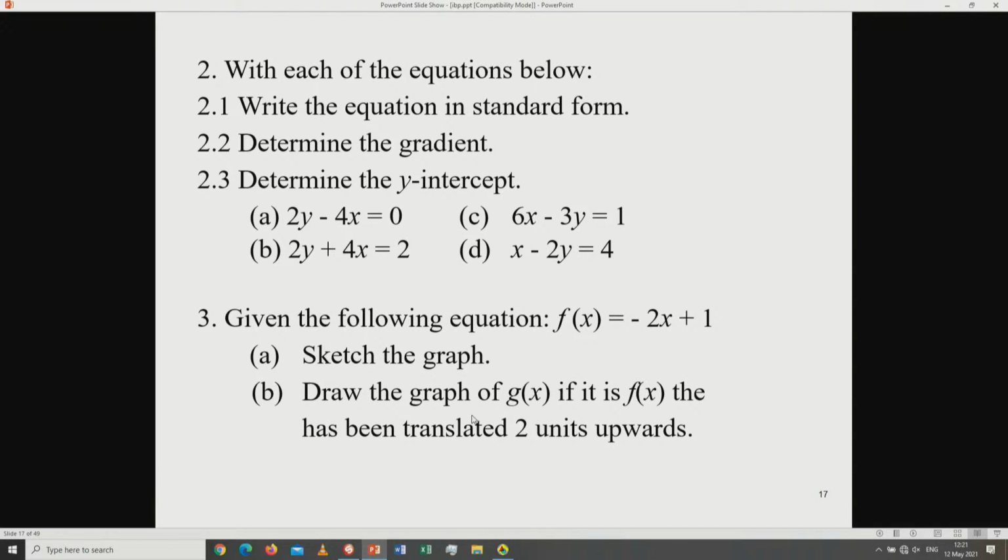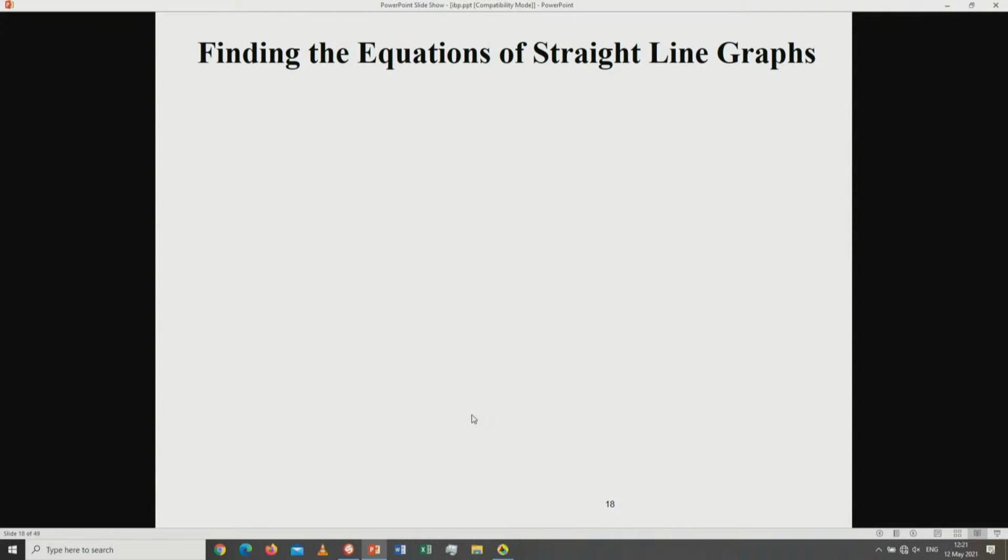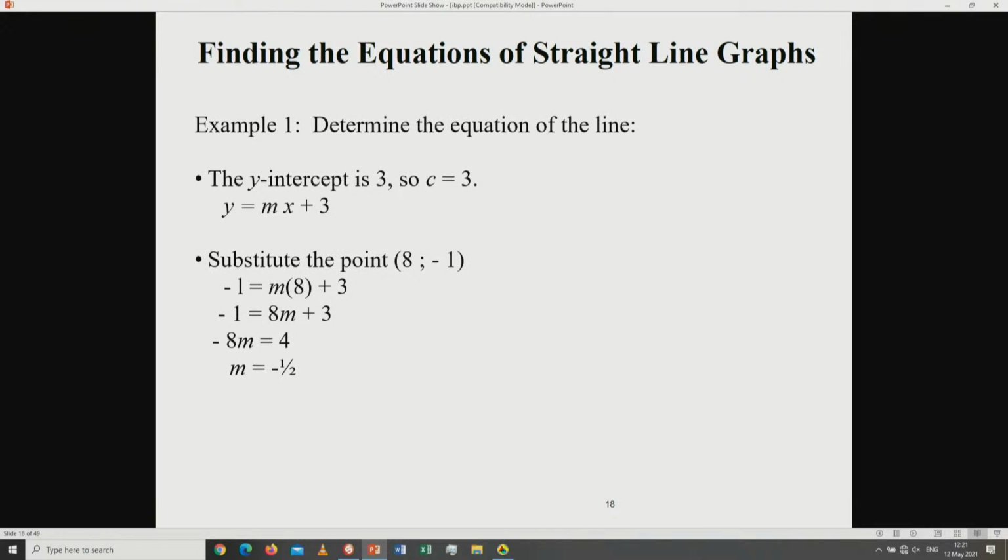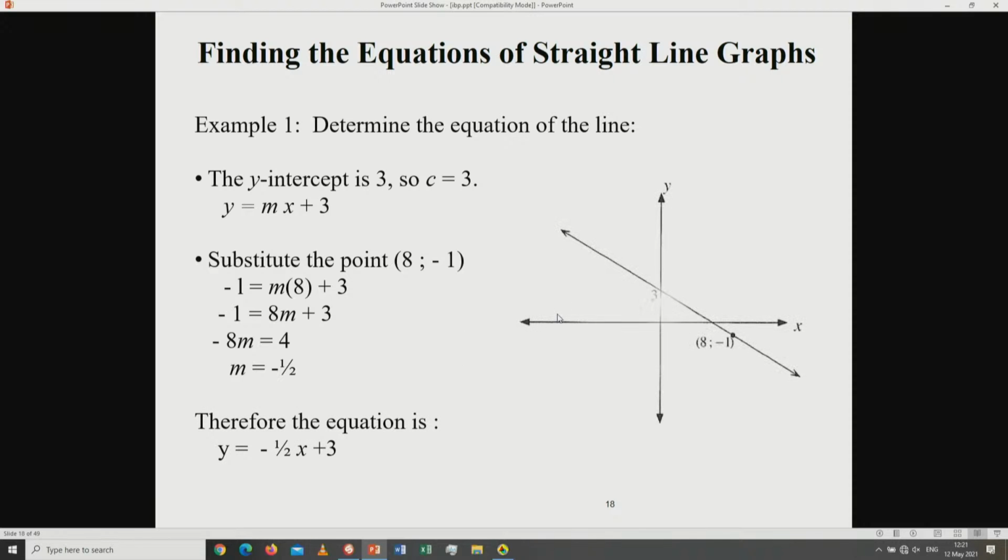Okay, right, let me move on, grade 10s. Remember I said we've got 3 questions. Now we are at the second one, determining the equation of a straight line. We are given now the y-intercept is 3. Here is a question on this side. Let me show you the sketch.